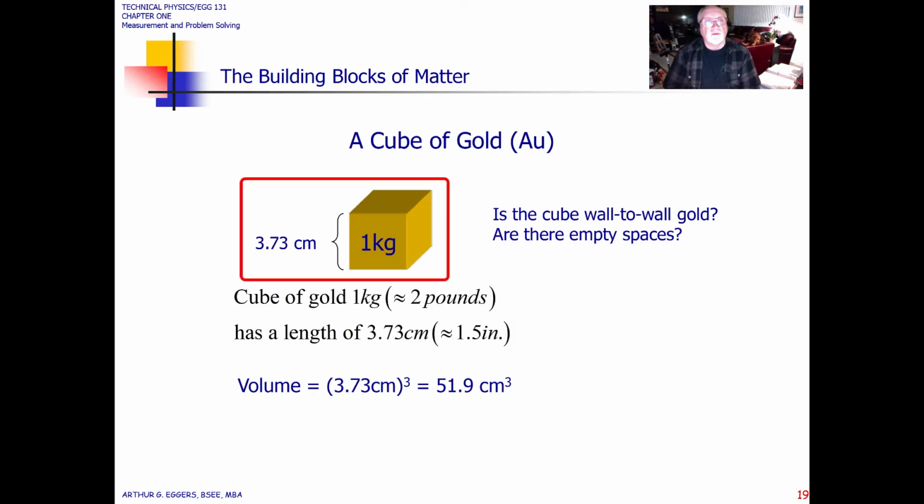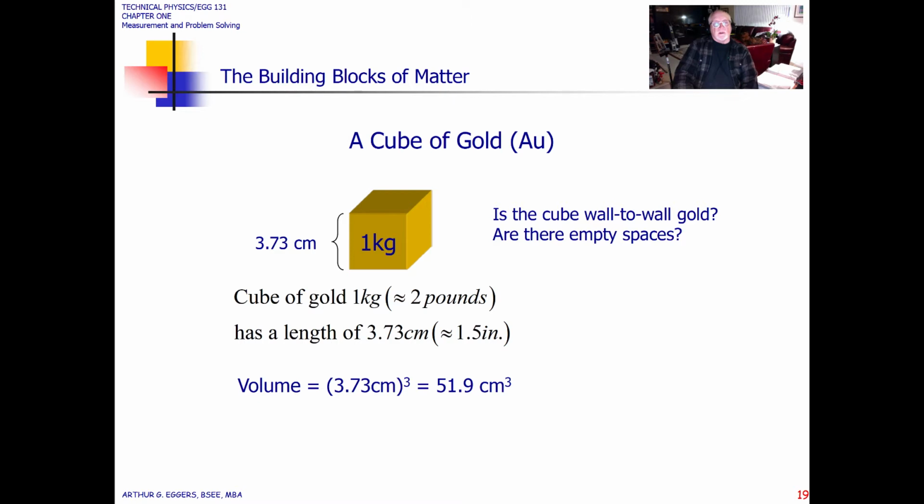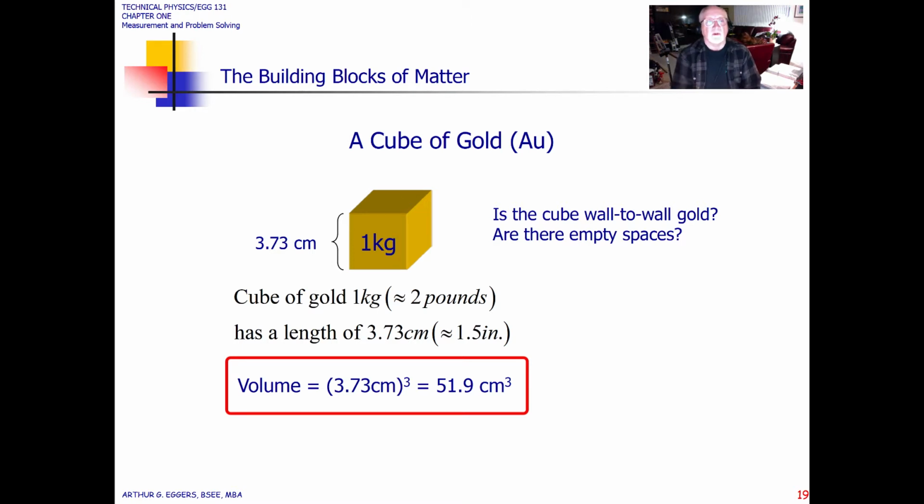So if we look at a gold cube, it's approximately 3.73 centimeters on a side for a 1 kilogram cube of gold. So is the cube of gold wall-to-wall gold? Are there any empty spaces? Well, the cube of gold at 1 kilogram, approximately 2 pounds, has a length of 3.73 centimeters or 1.5 inches on a side. If we look at its volume, cubing that value of 3.73 centimeters, we end up with a volume of gold of 51.9 cubic centimeters.